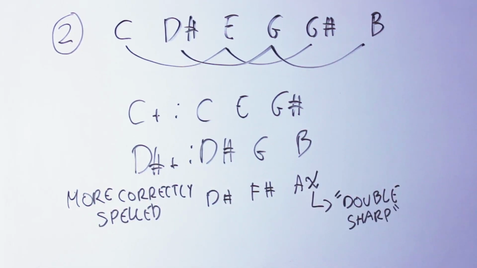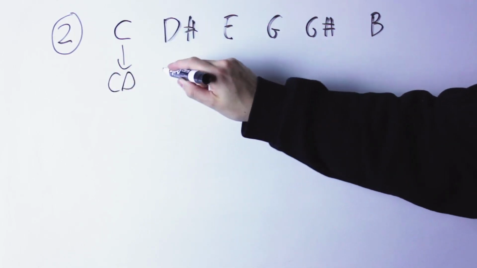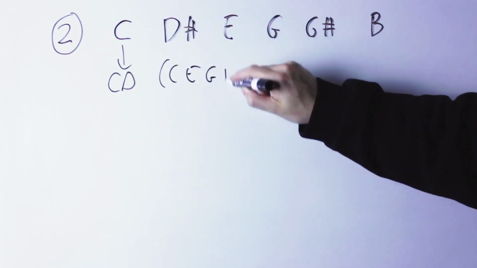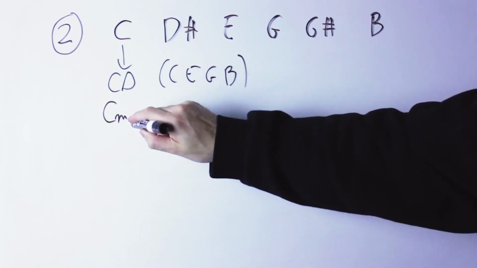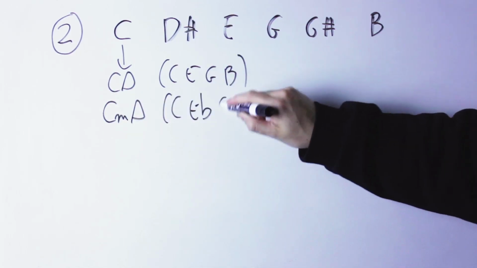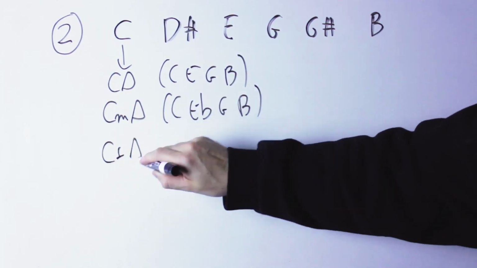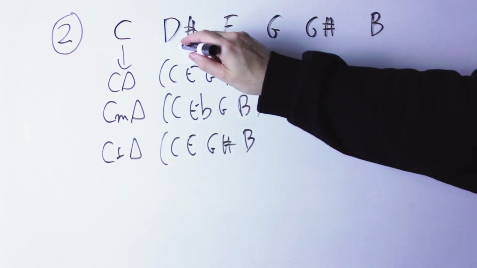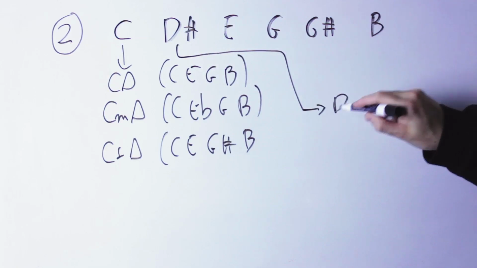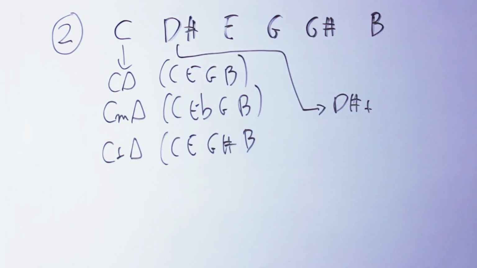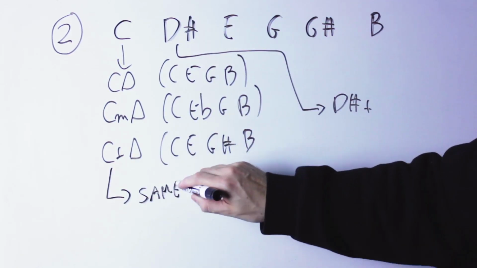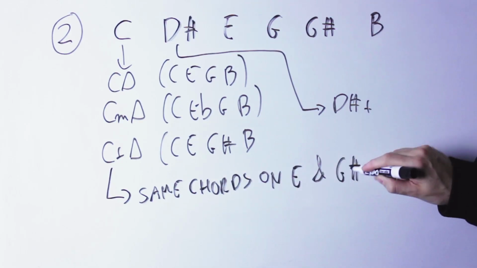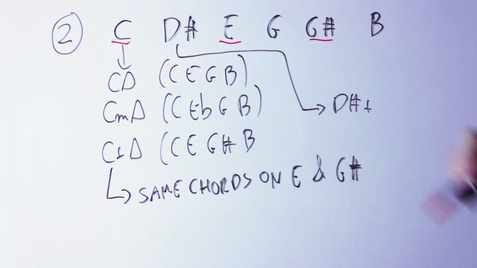If we look at the chords in this scale, you see that on the C note I can build a C major 7, C, E, G, B, or a C minor major 7, C, E flat, G, B, or a C augmented with a major 7, C, E, G sharp, B. On the D sharp note I don't have this variety, I only have a D sharp augmented. On the E note, I have the same kind of chords I have on the C note, and on the G sharp note, I have the same kind of chords I have on the C note.